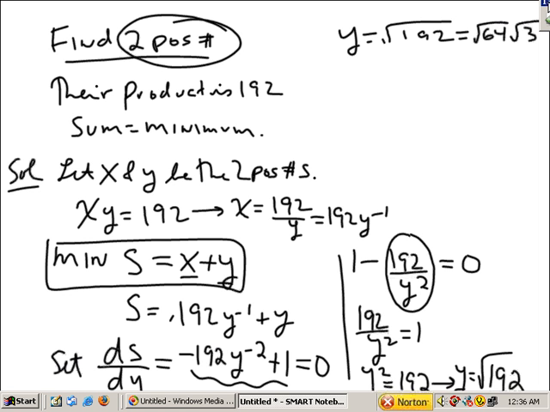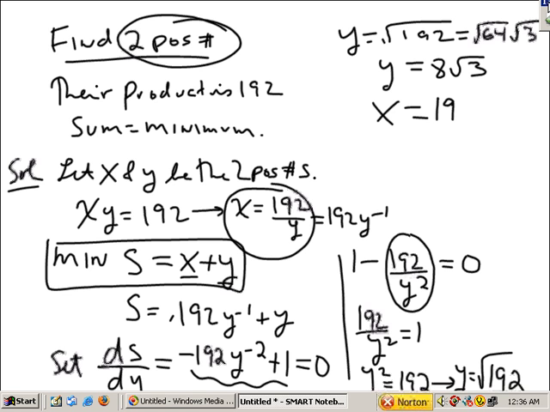Well, I know the square root of 64 is 8. I do not know the square root of 3. So y is 8 square root of 3. And x is equal to, right here, x is equal to 192 over 8 square root of 3.